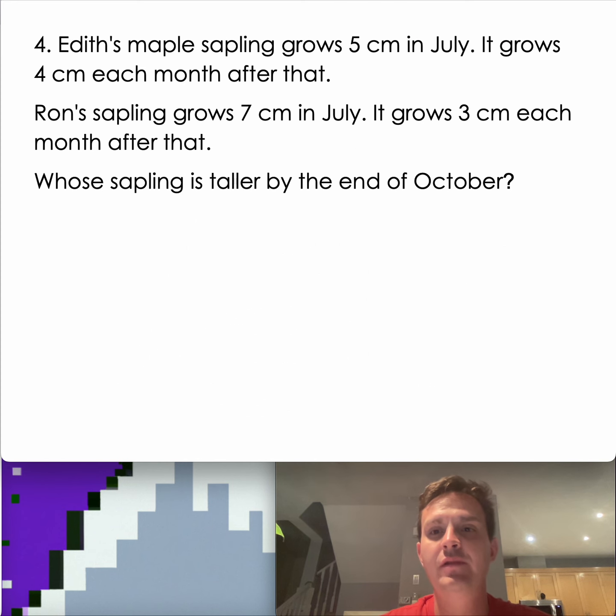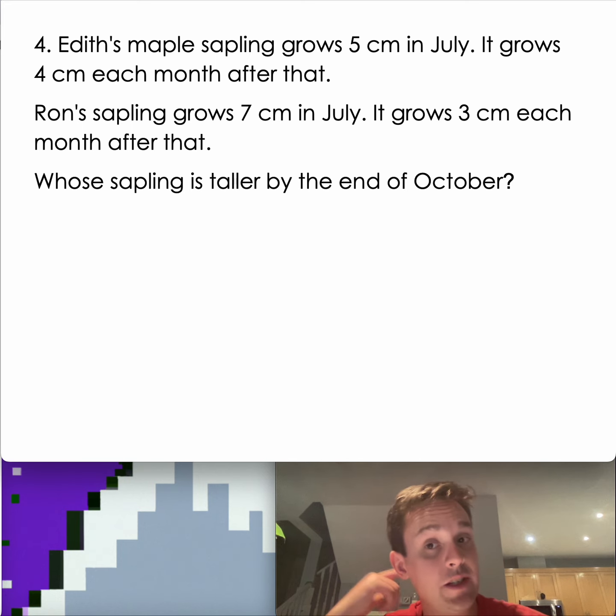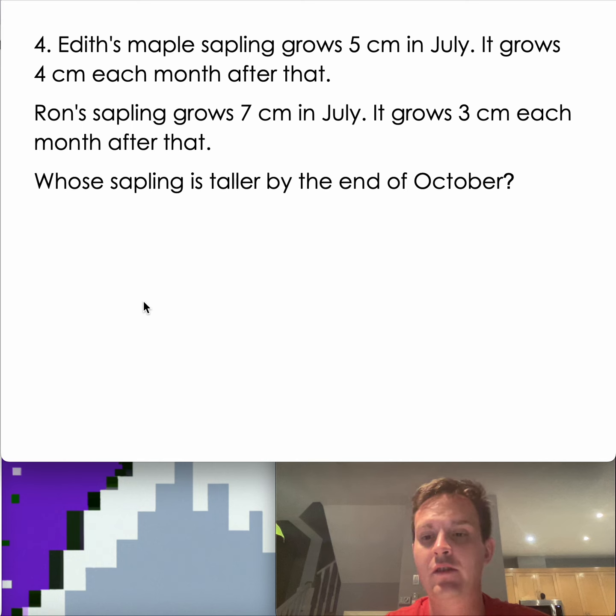4, Edith's maple sapling grows 5 centimeters in July. It grows 4 centimeters each month after that. Ron's sapling grows 7 centimeters in July. It grows 3 centimeters each month after that. Whose sapling is taller by the end of October?